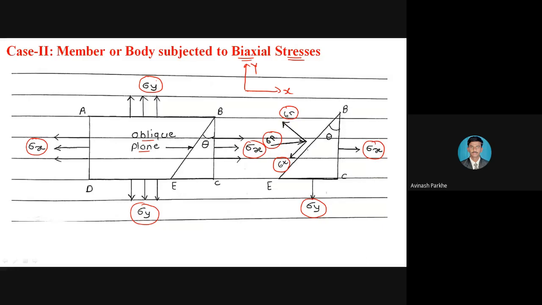So please take this case number 2 in your notebook. Member or body subjected to biaxial stresses. Draw this figure. Draw this rectangle, member or body. Give the name ABCD.